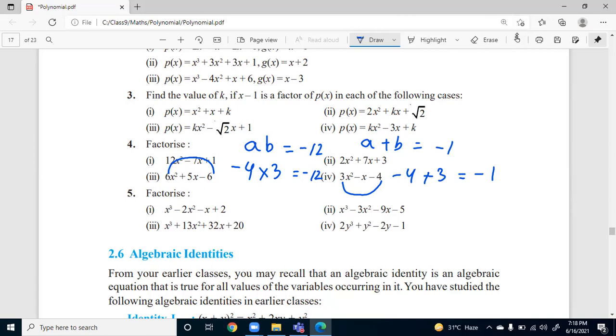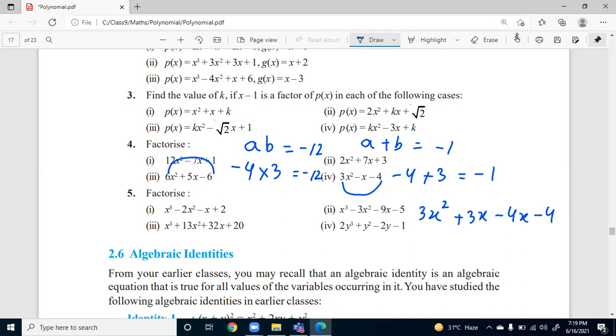So first you need to multiply first and last coefficient, that is 3 into minus 4, that is minus 12, and the middle term is minus 1. So what are the factors which satisfy both of these conditions? It should be minus 4 and 3. Now if I split the middle term, I can write it like 3x minus 4x minus 4. I have split minus x as plus 3x minus 4x.